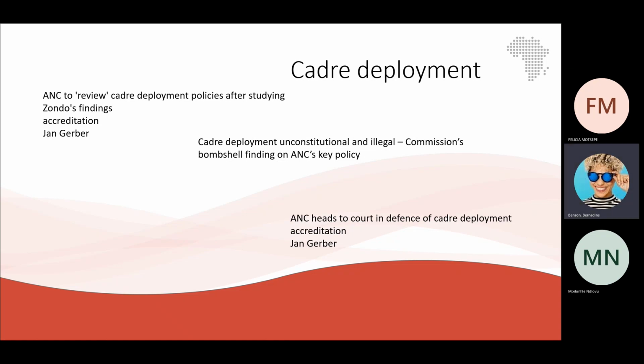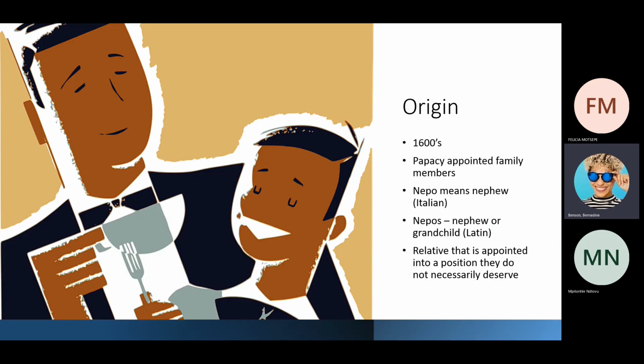So let's go back to our original concept, that of nepotism. So where does it come from? What is the origin? Well, there are various views, but the one I found was that the origin dates back to the 1600s, when the clergy in the Roman Catholic Church weren't allowed to get married.